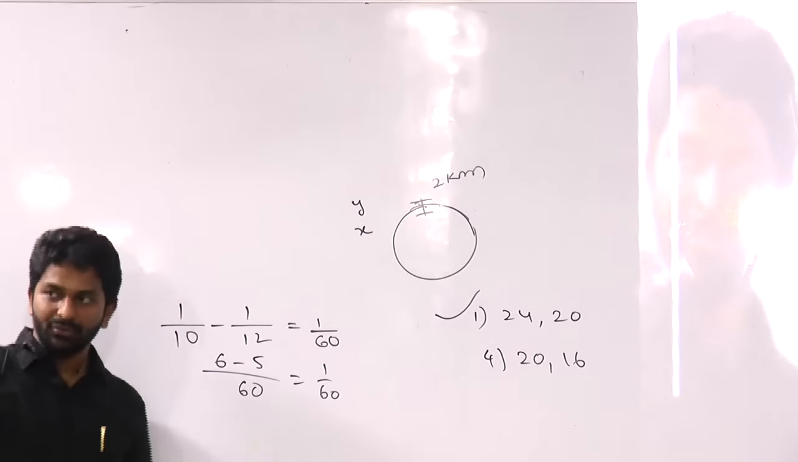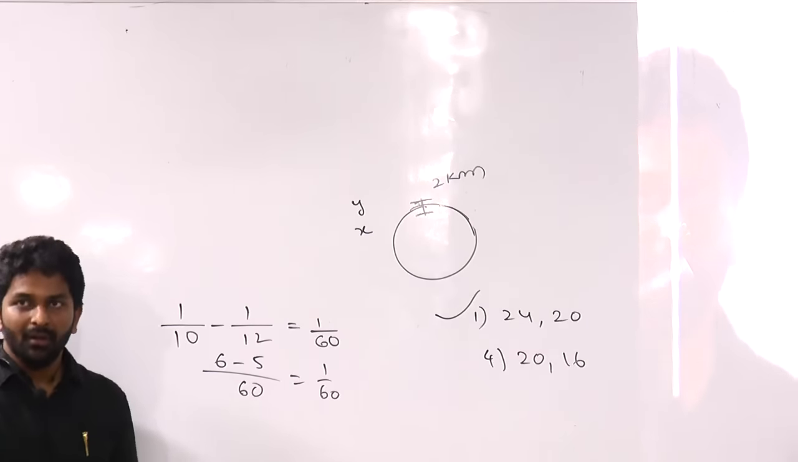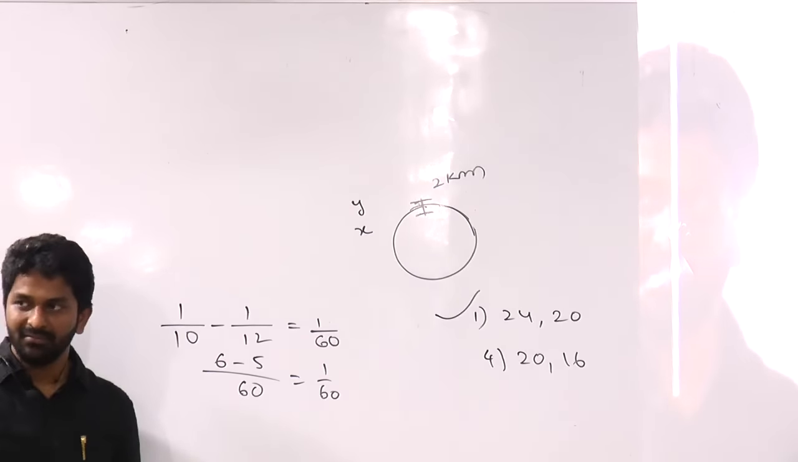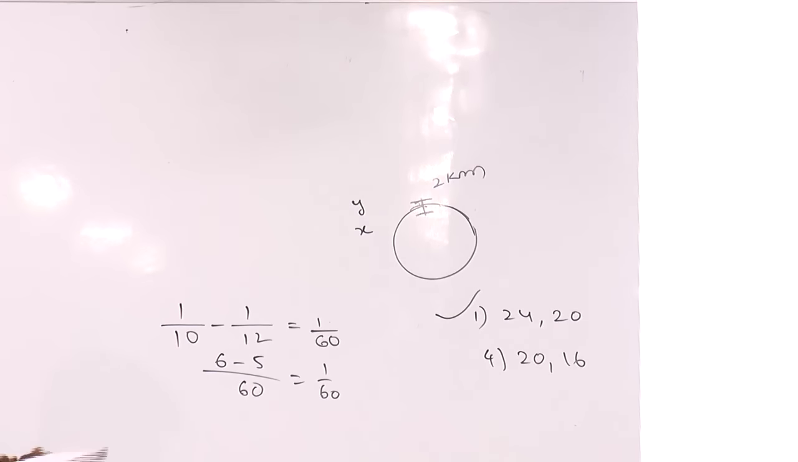Else I will go with fourth option. Whatever conditions that you have in question, you verify that. That's it. Need not to take x and y. Next. 58.